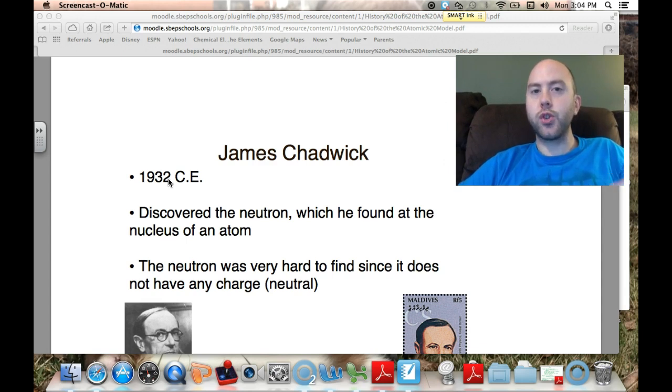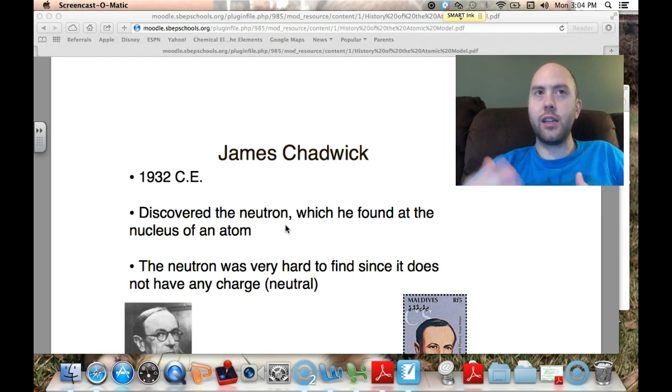Jimmy discovered the neutron, Jimmy Neutron, and that's where Jimmy Neutron on the Disney Channel got his name. So James Chadwick in 1932 discovered the neutron, and it took a really long time to make this discovery because the neutron has no charge. It's neutral. So you couldn't use magnets like they did for the electrons to see the positive and negative charge, because neutrons don't have a positive or negative charge.